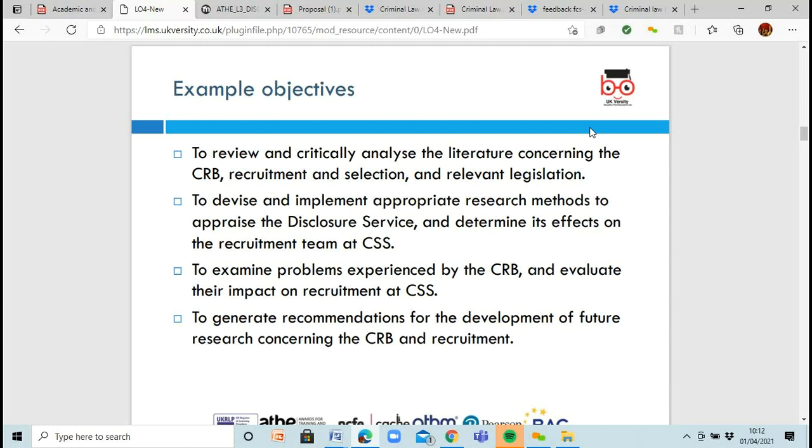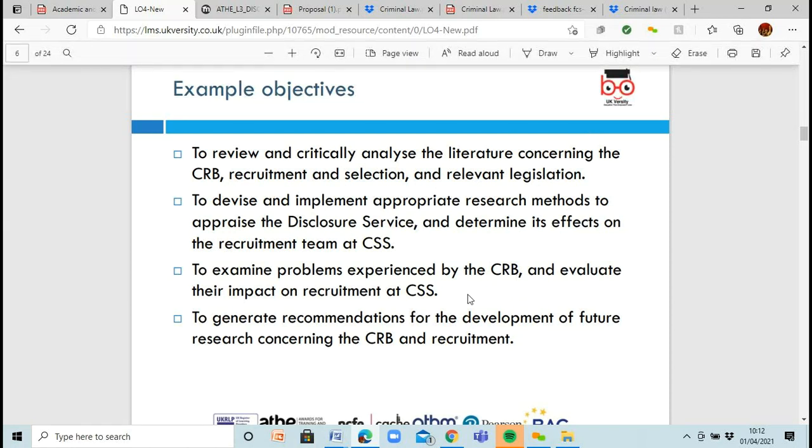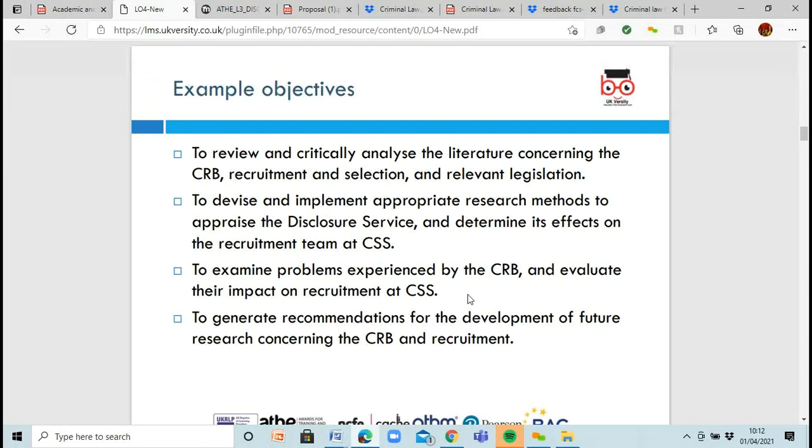determine its effects on the recruitment team at CSS, Calderdale Social Services. The third objective is to examine problems experienced by the CRB and evaluate their impact on recruitment at CSS. And then the fourth objective is to generate recommendations for the development of future research concerning the CRB and recruitment.